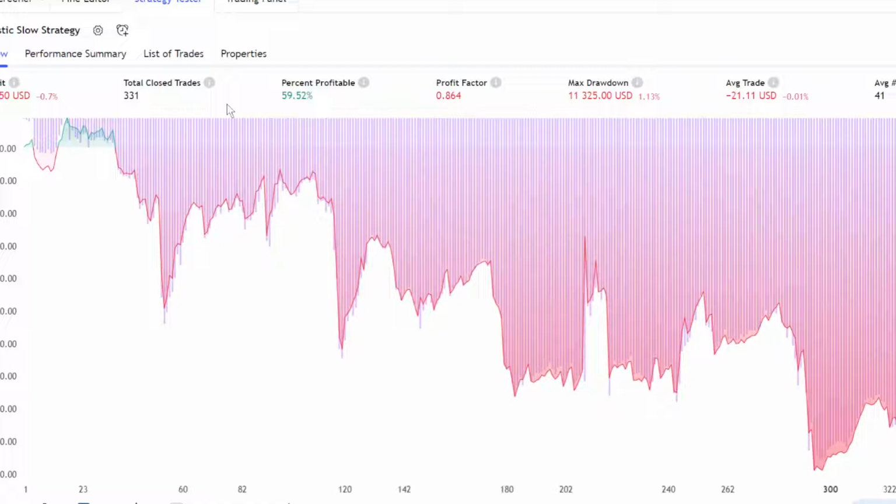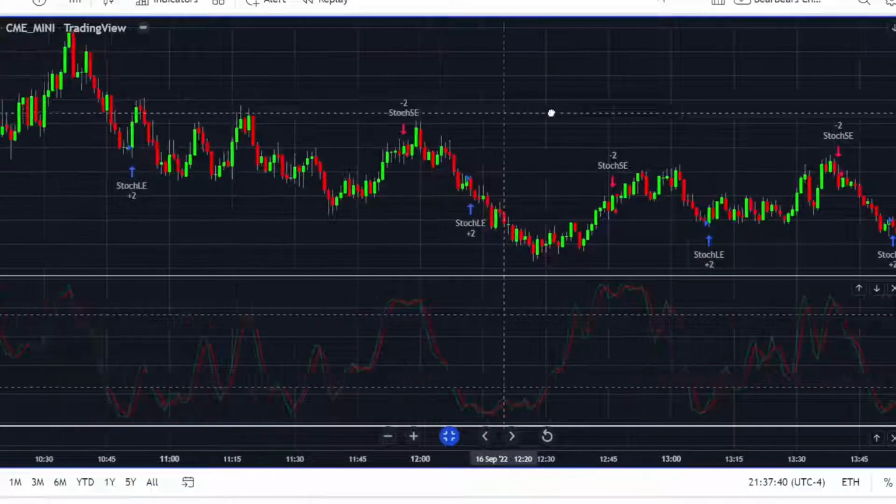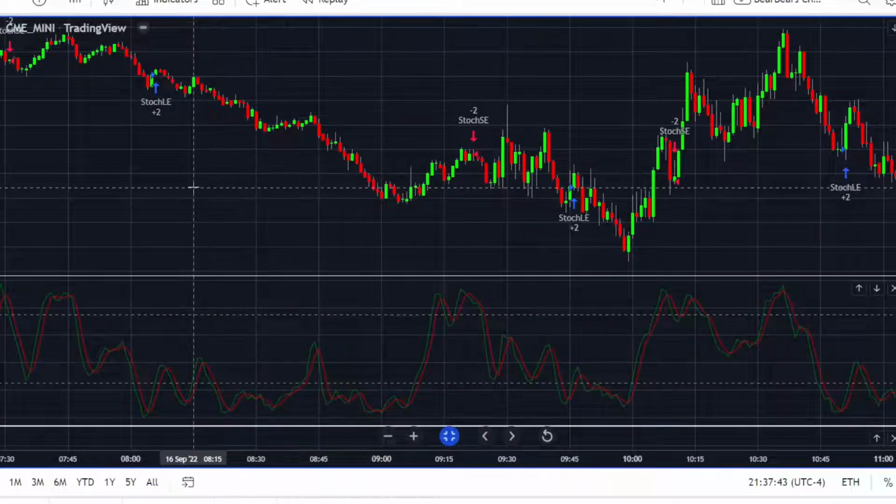But this is a two-sided market. So when something definitely doesn't work, that implies something else. And I'll let you draw your own conclusions from that. So what's something we can add to the slow stochastic strategy to make it maybe more interesting and useful?